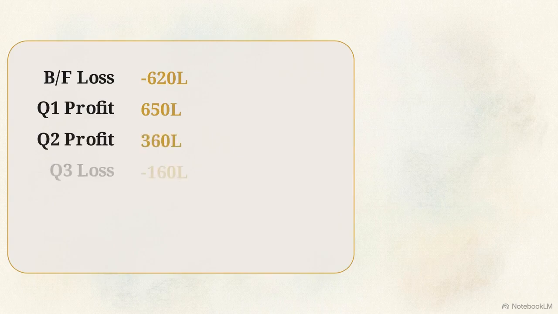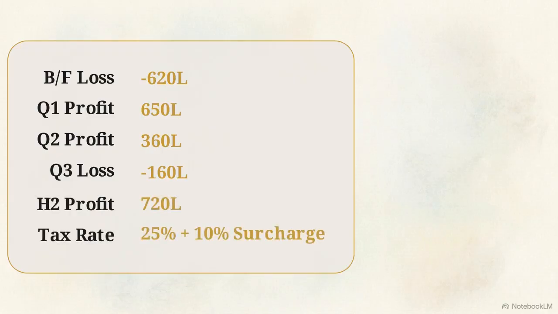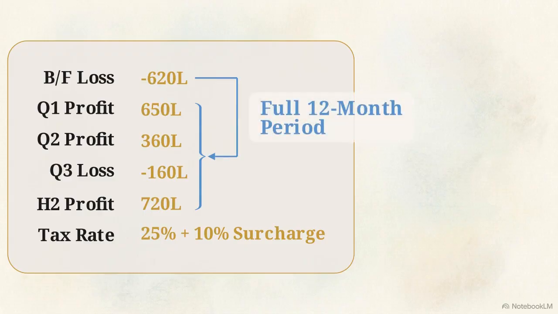Consider a scenario with a 620 lakh brought forward loss, a quarter 1 profit of 650 lakh, a quarter 2 profit of 360 lakh, and a quarter 3 loss of 160 lakh. We also have a total second half profit of 720 lakh and a 25% tax rate plus a 10% surcharge. The most common mistake students make is applying the 620 lakh brought forward loss exclusively to quarter 1. Instead, that tax benefit must be distributed across the full 12-month reporting period.